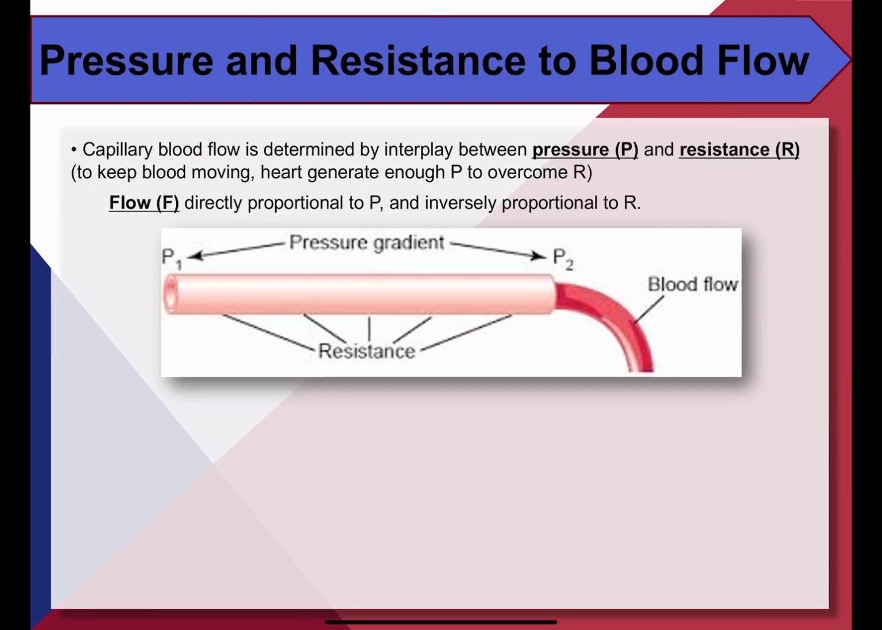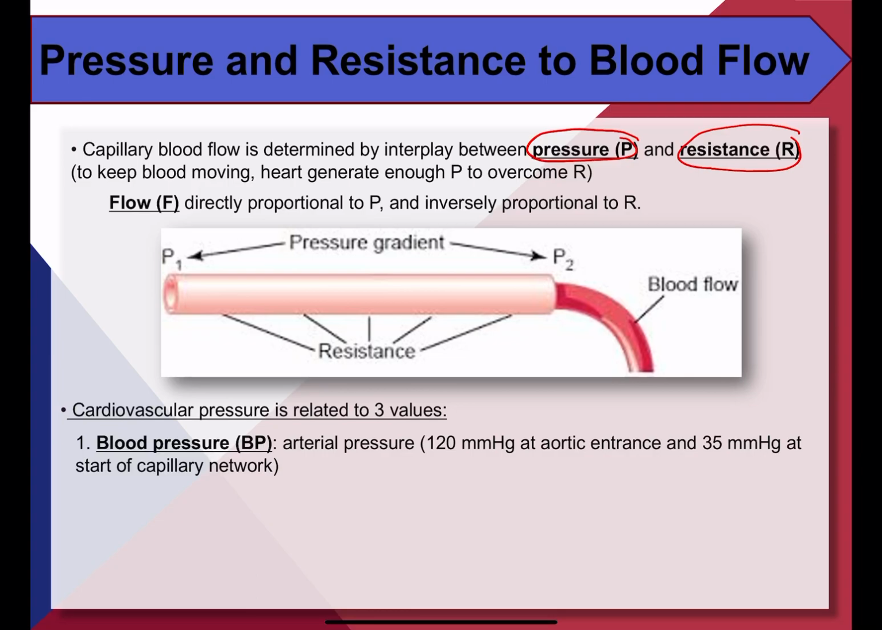All right. So capillary blood flow is determined by an interplay between two values. One is pressure and one is resistance. And I kind of talked about that when I was mentioning vasoconstriction and vasodilation earlier in the chapter. And hence, cardiovascular pressure is related to these three values. Oh, before I get to that, I want to make sure I get to this stuff. So pressure, resistance, and blood flow are three things that are related to each other.